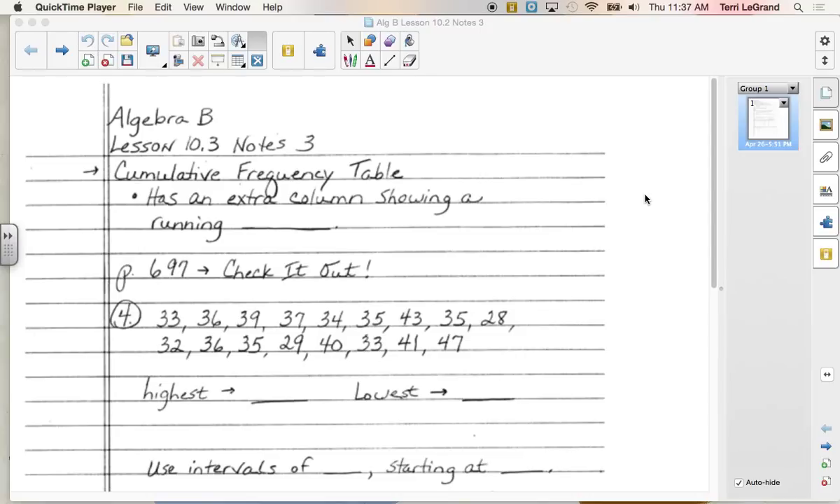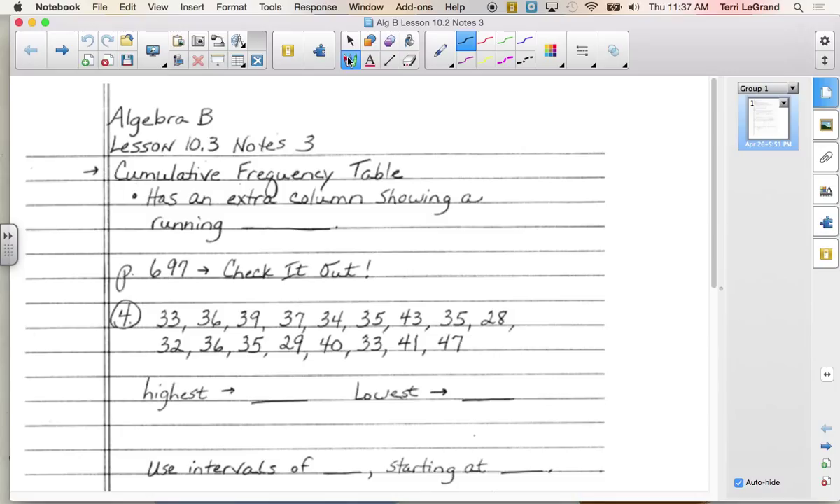We have a cumulative frequency table. It has an extra column. We only had 2 columns in our frequency table yesterday: an interval column and a frequency column. We're going to add a 3rd column to it today, and that extra column is going to show a running total.